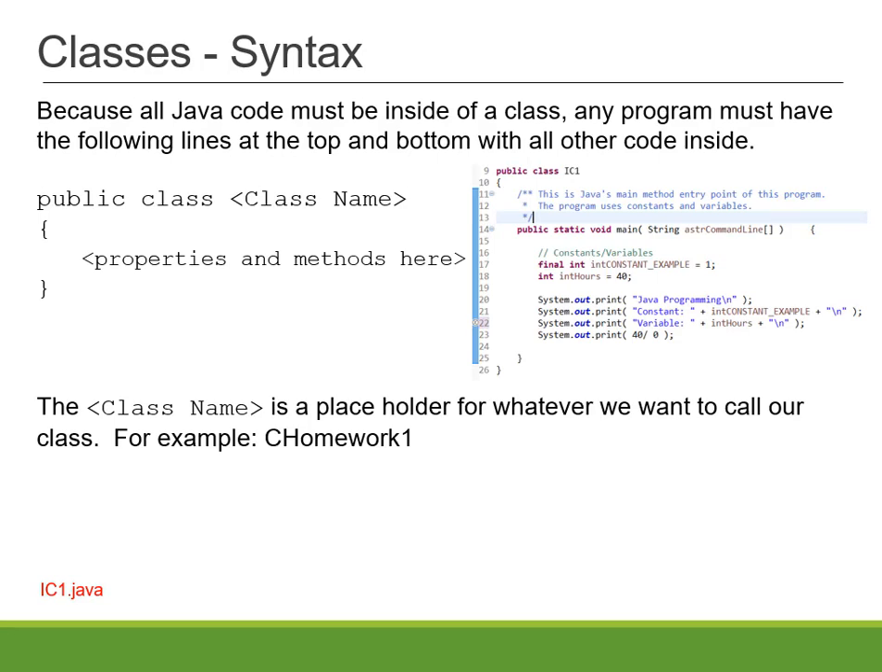Here is an example of the Java syntax for a class. Ignore the public keyword for now. We'll cover that when we get into OOP and classes in several weeks. The class keyword tells the compiler that we are making a class as opposed to a variable or a procedure.